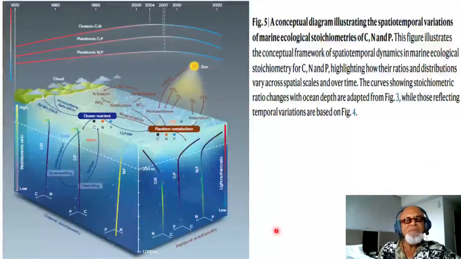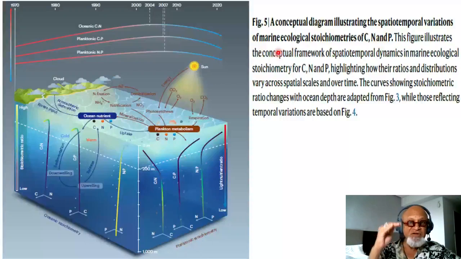I'm going to jump ahead to the final schematic figure that summarizes the ideas. A conceptual diagram illustrating the spatio-temporal variations. There is a table with details on how things change over depth and C to N, C to P, and N to P, and so on, that I have skipped. A conceptual diagram illustrating the spatio-temporal variations of marine ecological stoichiometries of carbon, nitrogen, and phosphorus.